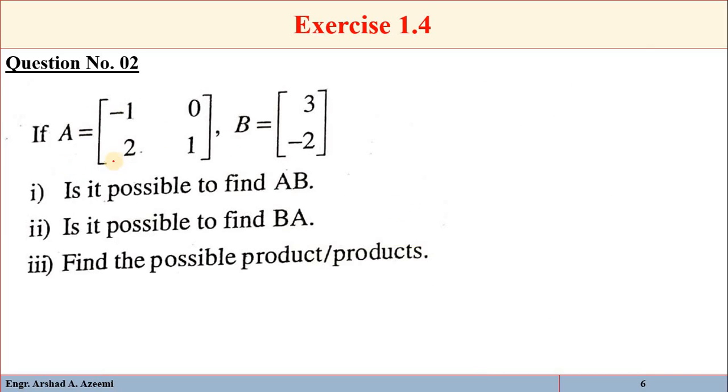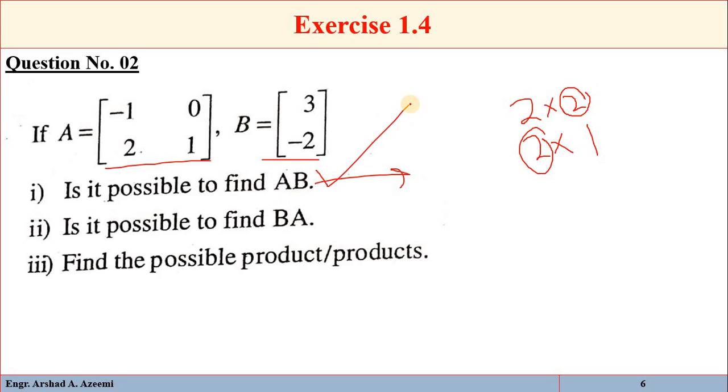Question number 2, A is equal to this one and B is equal to this one. Now is it possible to find AB? So let's see, the order of A is 2 by 2. The order of B is 2 by 1. So the number of columns of A is equal to the number of rows of B. So it means that the multiplication of A with B is possible.